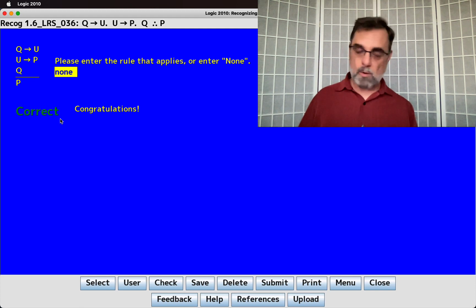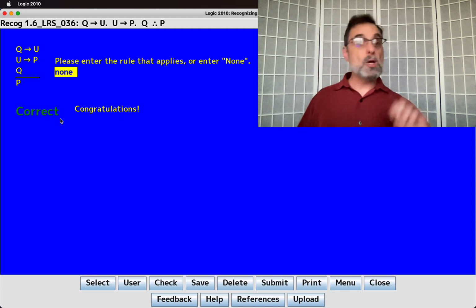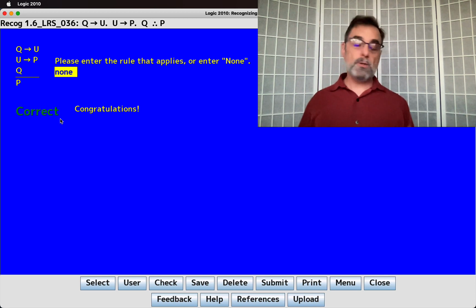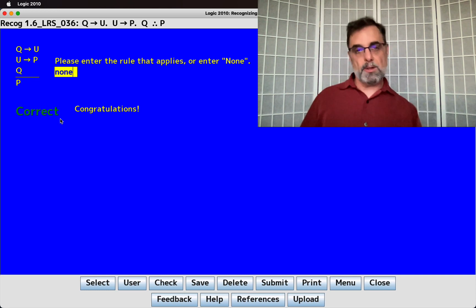Okay, so that's the Recognizing Rules module. I think that's pretty straightforward. You just enter the rule that applies, or you enter none. Right now, the only rule that we're working with is modus ponens, so you just enter MP or none. As we proceed through the semester, you'll learn more rules, and so you'll have more options to enter in there, but that will also be straightforward.